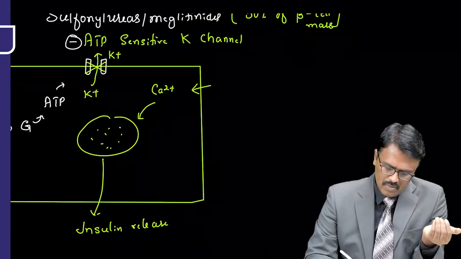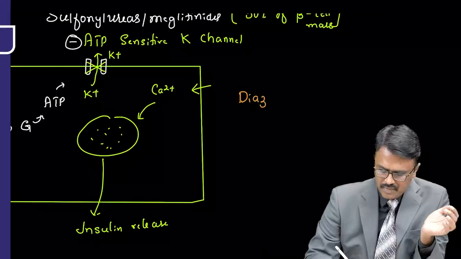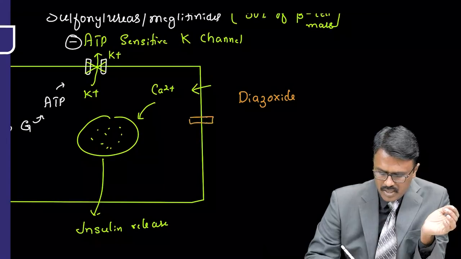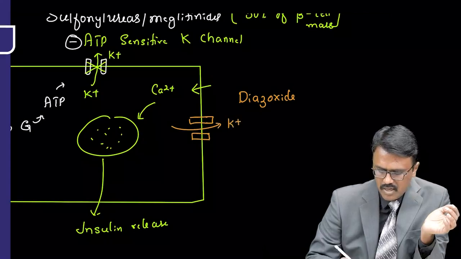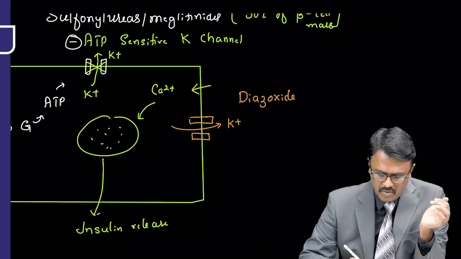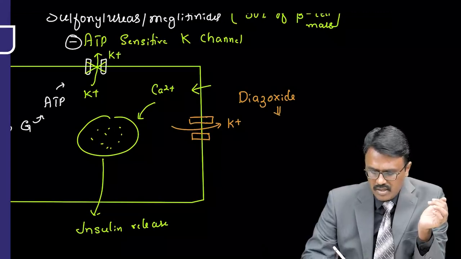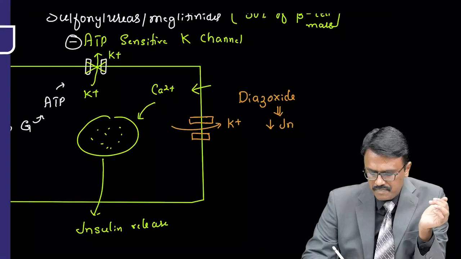I will ask you one more. In hypertension, we have discovered a drug called diazoxide. Diazoxide acts as a potassium channel opener. So potassium goes out. Now tell me, what happens if potassium goes out? The insulin is not released. So diazoxide decreases insulin release.